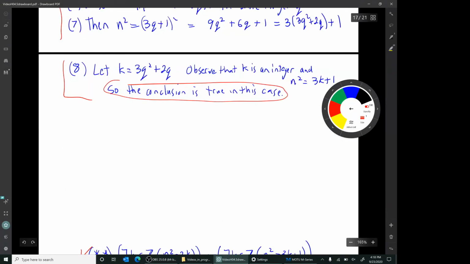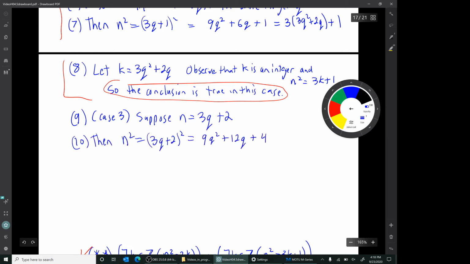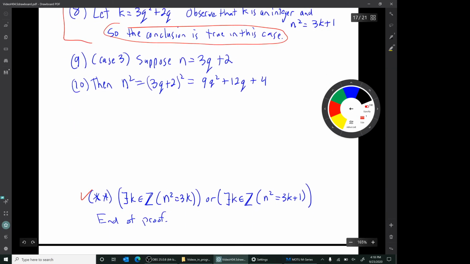So starting with step 9. Well, then we just go forward from there and build n squared. Well, look, we got n squared equals 9q squared plus 12q plus 4. We wanted it to turn out to be either this form or this form. Well, the only thing we can possibly do is try to get this into that form. So we should break off a 1.